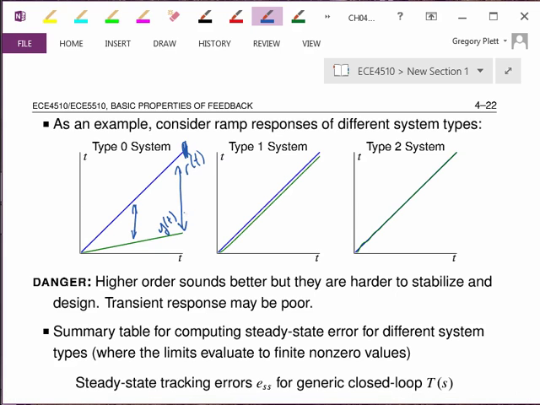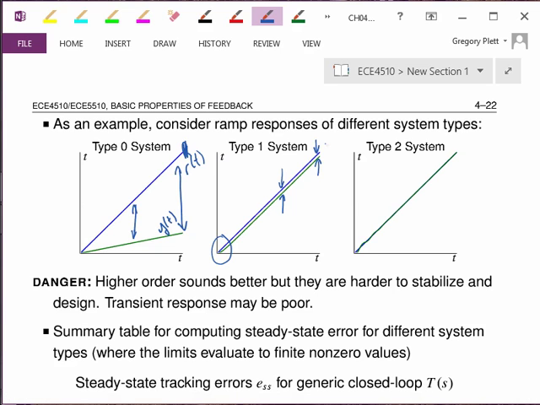When a type 1 system tries to track the ramp, you'll see that there's a little bit of a transient effect there while it's getting caught up. And in the end, that difference there is the same as that difference there. It never quite catches up to the ramp, but it stays a constant distance away, so it has a constant steady state error when tracking a ramp.